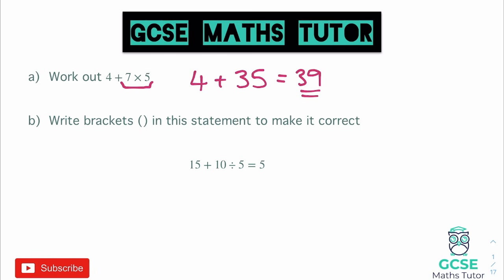But we'll put the brackets in, we'll make sure that that works, and then we'll check our answer. So 15 plus 10 would be 25, and because the brackets are there, we would then divide the answer by 5, and 25 divided by 5 does equal 5. So that works, and our brackets would go around the 15 plus 10.